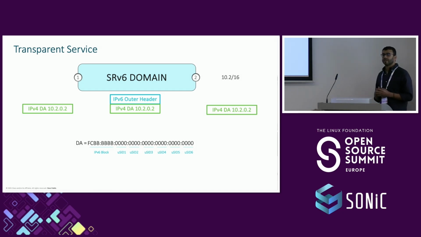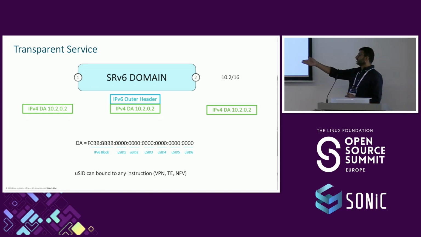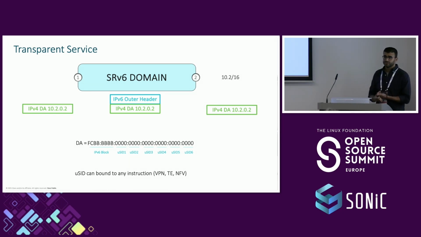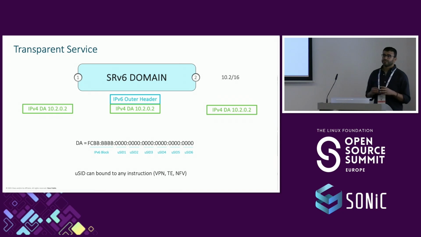And those instructions can be bound to anything. So in this microSID from 1 to 6, I can have any instruction. I can have traffic engineering. I can encode my NFV, and then encode my VPN. And by adding all of this with a simple IPv6 encapsulation, you can achieve all of the use cases because you can bind that microSID instruction to any behavior.